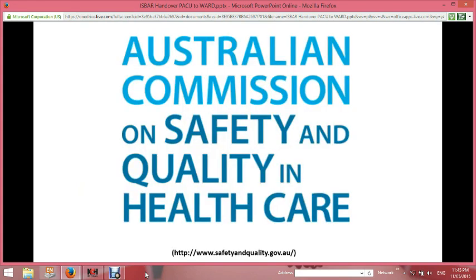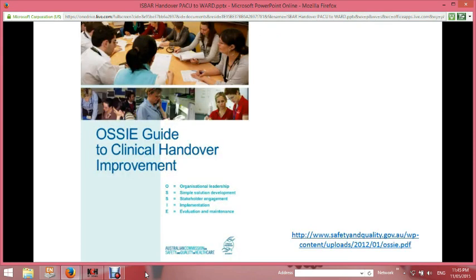In response to this, the Australian Commission on Safety and Quality in Healthcare commenced the National Clinical Handover Audit and Pilot Program aimed at improving clinical handover practices. The result is the Aussie Guide to Clinical Handover, which recommends the use of standardised tools to assist clinical handover, including the ISBAR Handover tool.